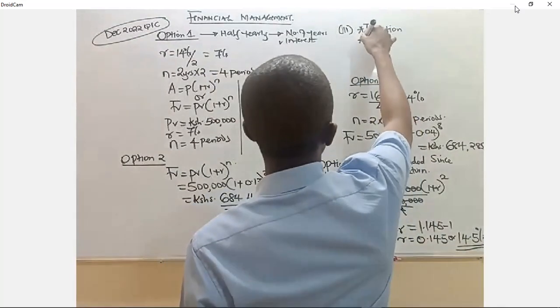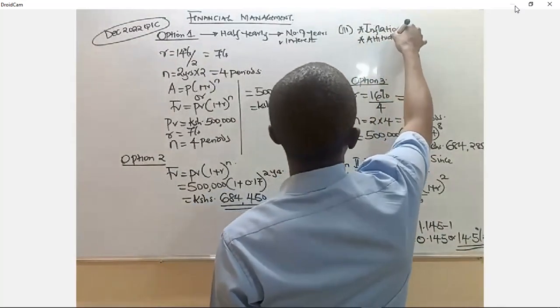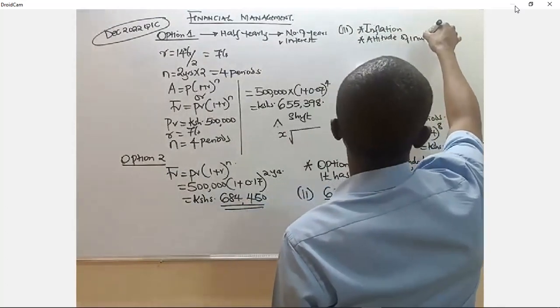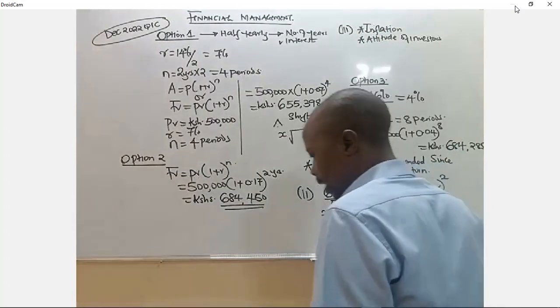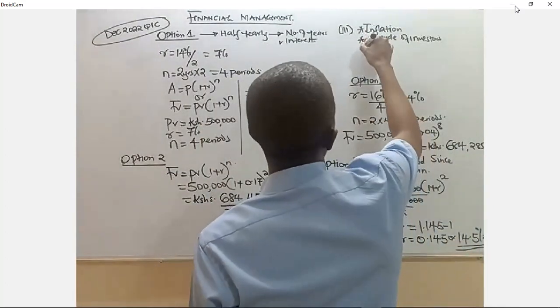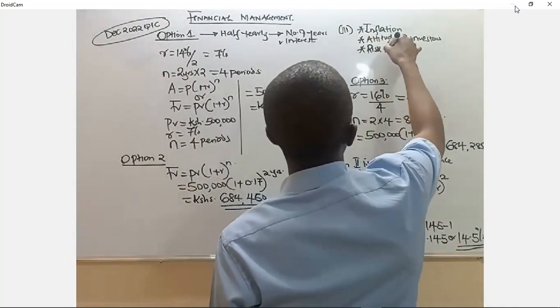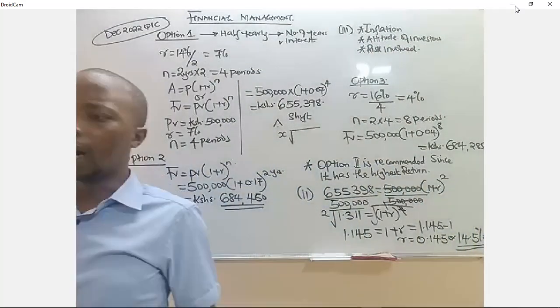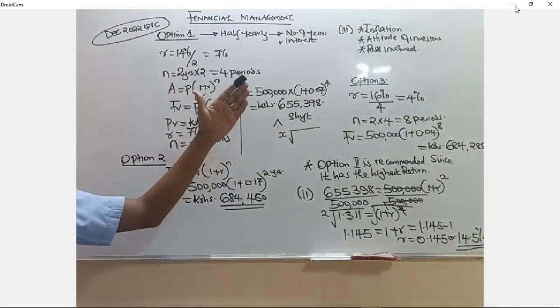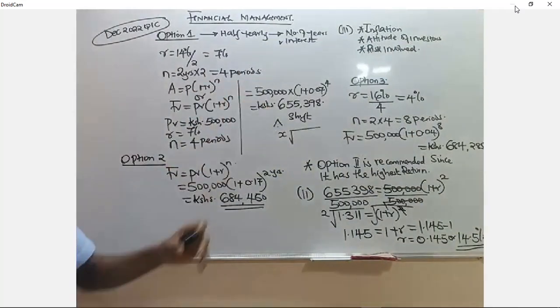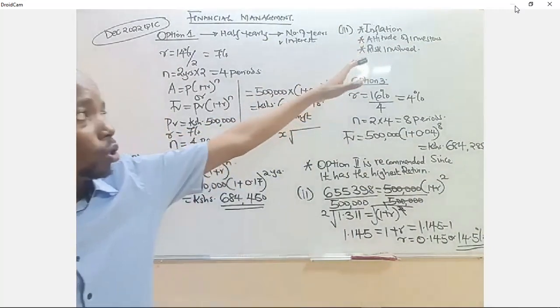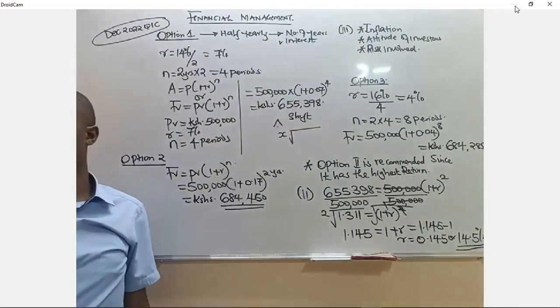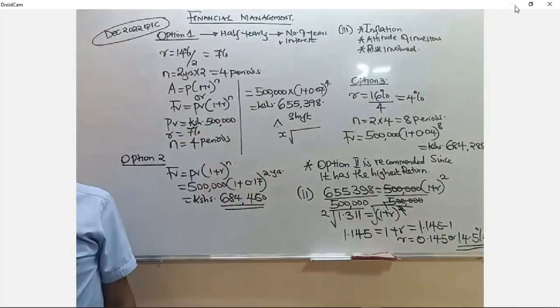Number two, link the attitude of investors. Number three, you can talk about the risk involved, among many more points you can put there and explain. I know you can explain these further. If that question was for 6 months, I know you would explain these very well, but we don't need to keep on analyzing that much, because the biggest part has already been done.